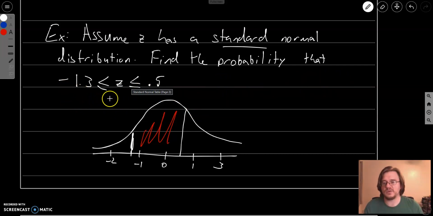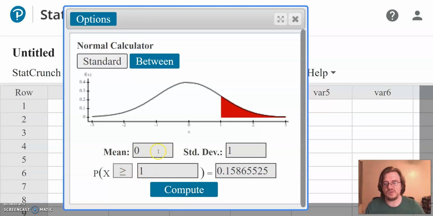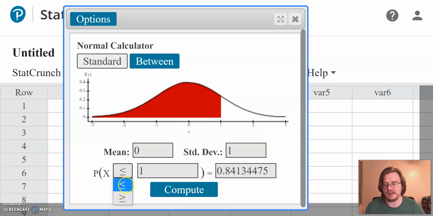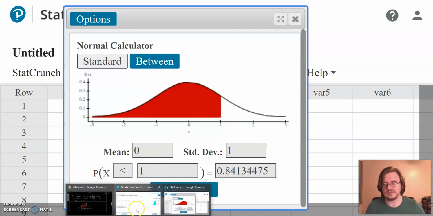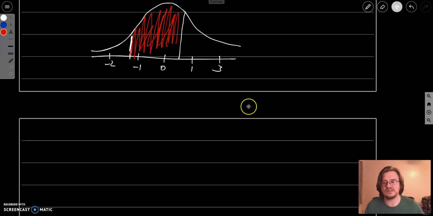With z between negative 1.3 and 0.5, we get this picture here, where what we want is the area between negative 1.3 and 0.5. Now, when we come back to our calculator, we'll see that we're not given an option to calculate the area between two things. We can only calculate areas less than a value or greater than a value. So we'll have to be a little bit clever in order to come up with this answer. And the idea is that we do this in 2 steps.